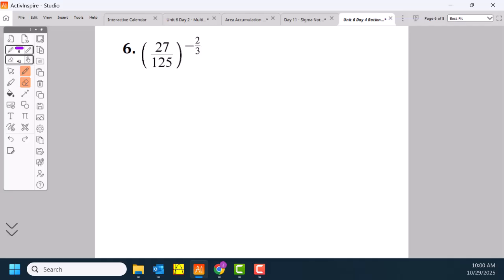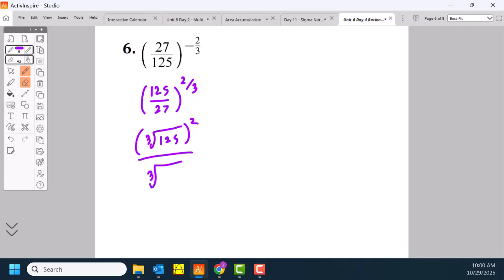All right, similar thing with this one, just like with our other exponent properties. When you have a negative exponent, it's going to flip the fraction. So this becomes 125 over 27 to the 2/3. So this is going to be the cube root of 125 squared over the cube root of 27 squared. Cube root of 125 is 5. 5 squared is 25. Cube root of 27 is 3. 3 squared is 9.